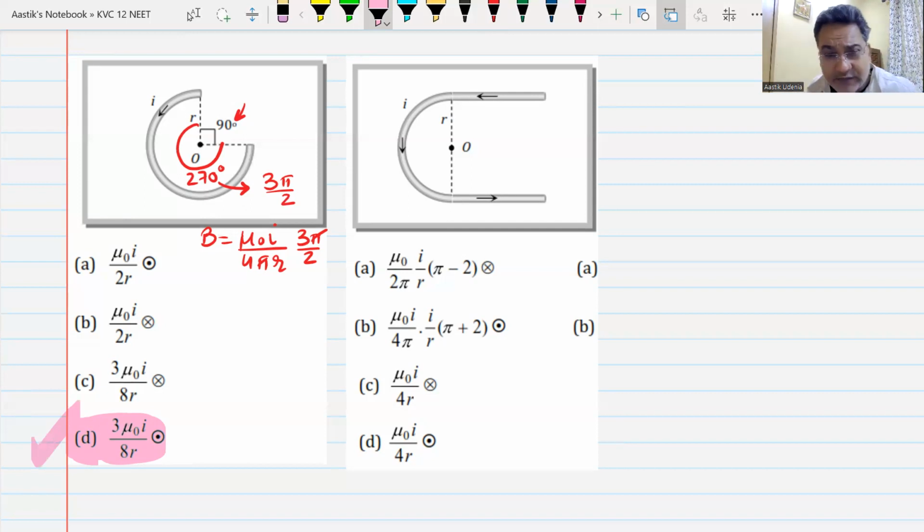Next question, I have three wires. Let us first talk about the pink wire. The pink wire is going like this. What type of wire is it? It is a semi-infinite wire. Yes or no?